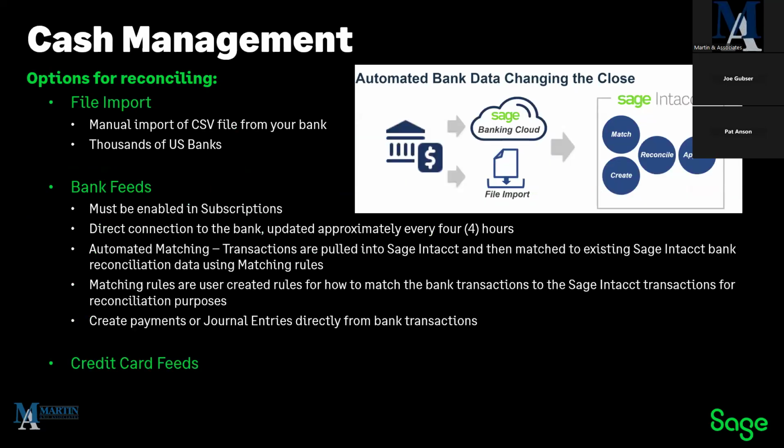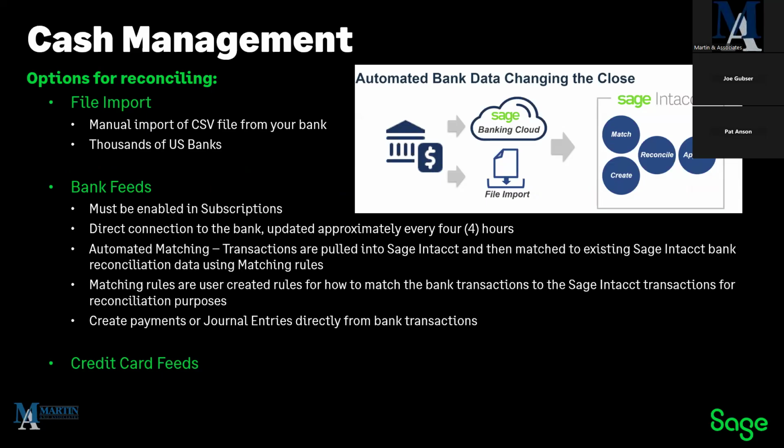Cash management is available inside of Intacct. So this is for reconciling your banks. You can do the old school method still of doing a file import where you get a CSV from your bank of transactions that have cleared the bank, and you can import them into Sage Intacct and then have matching rules to start matching those together.